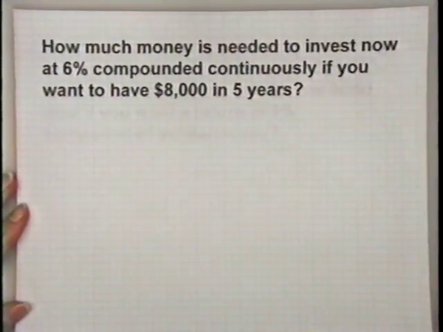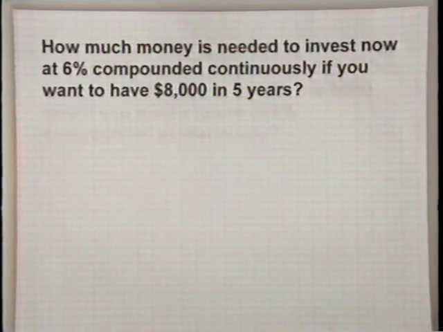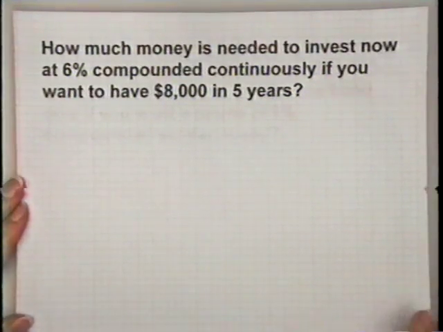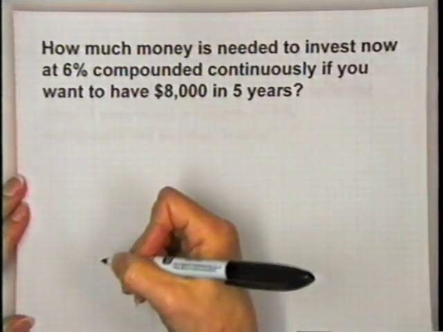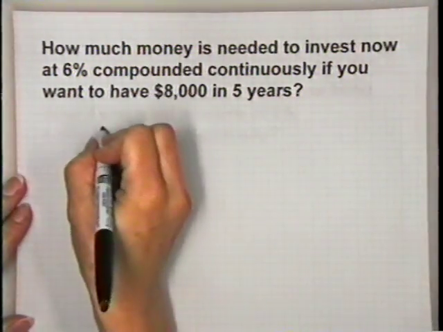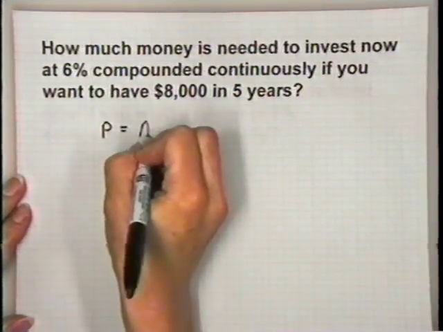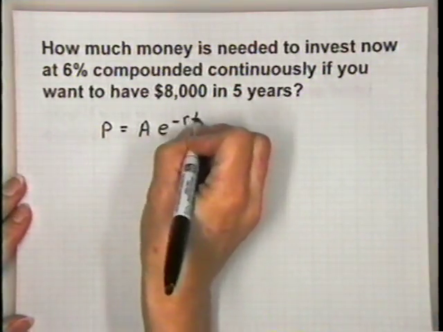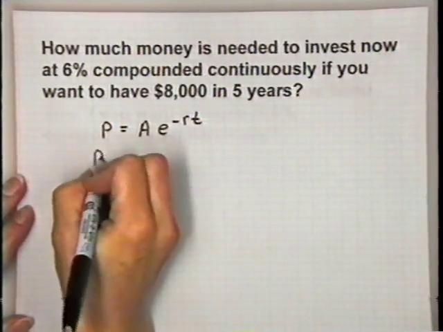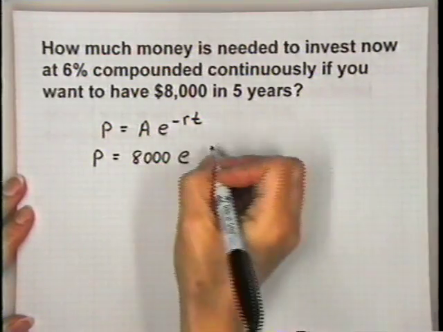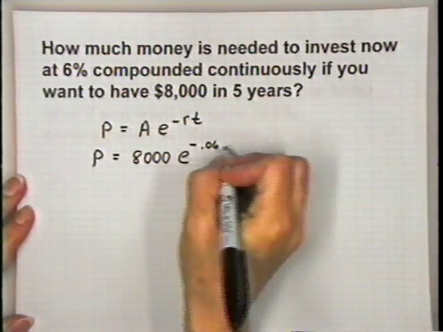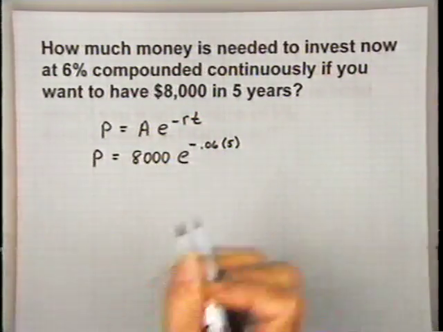How much money is needed to invest now at 6% compounded continuously if you want to have $8,000 in 5 years? Well, let's take a look at this. Compounded continuously, and this is a present value. We want to know how much do we need to invest now to have money later. So we want P equals A e to the negative rt again here. Our A is 8,000. Our interest rate is 6%, so we have negative 0.06 times our t of 5 years.